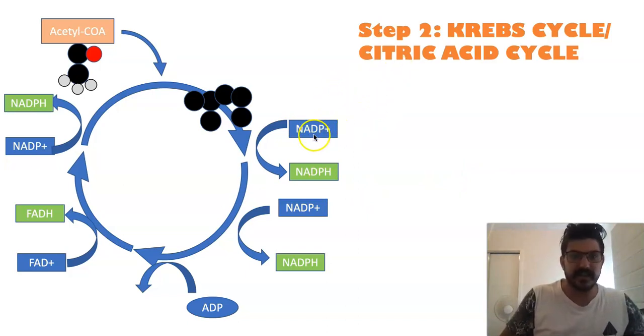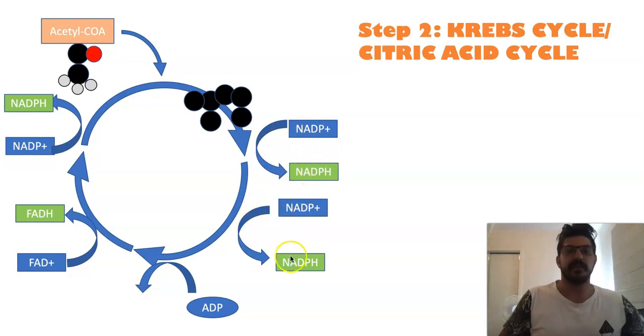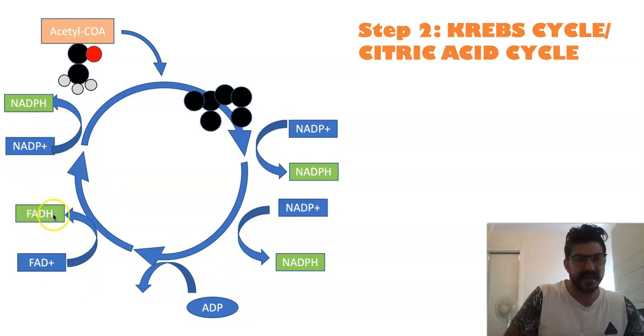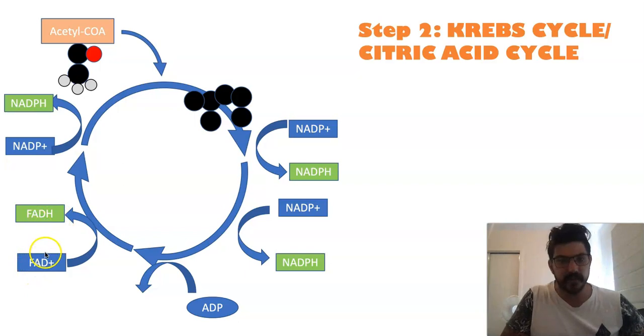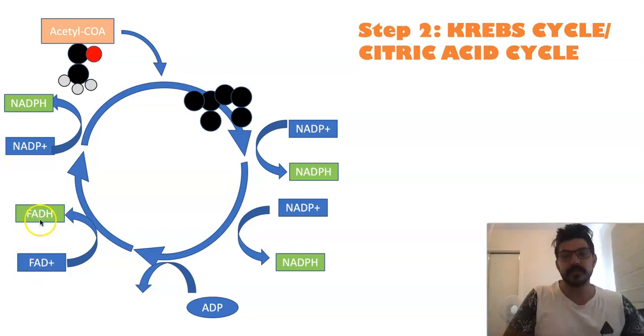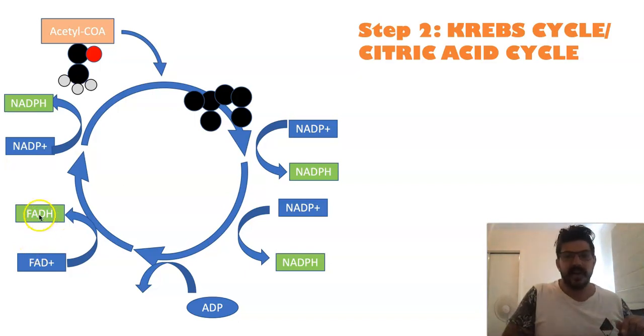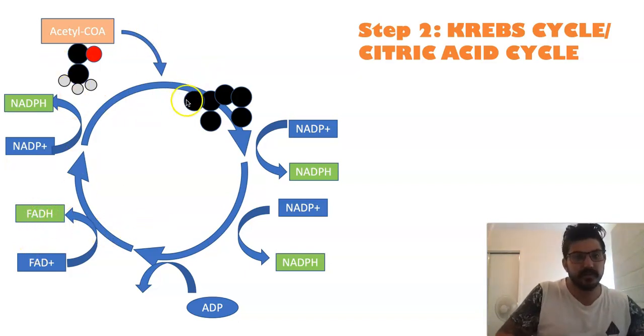You can see here that the NADP plus comes along, grabs a hydrogen. This NADP plus comes along, grabs a hydrogen. This one comes along, grabs a hydrogen. Now, I've missed a little part here. This isn't FADH. This is FADH2, because FADH2 is another carrier molecule which has the potential to carry 2 hydrogens, not 1. And so it does this for each of the pyruvates.